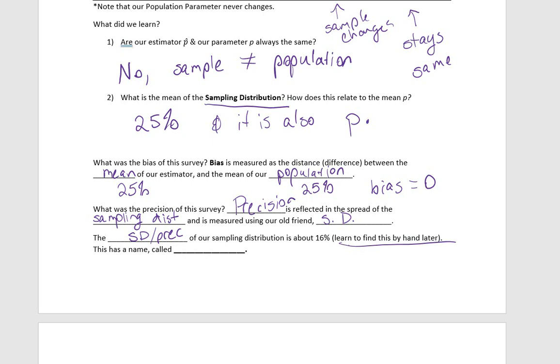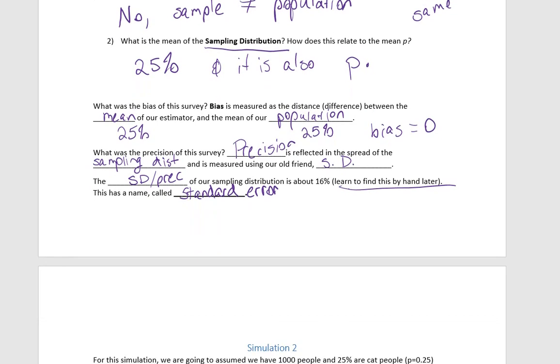Here's the special name. So remember, we're looking at how far off our samples are from our population, not how far off an individual is from a sample. So instead of calling it the standard deviation, we call it the standard, how far off we are from the population, standard error. Okay, so we're going to stop here. I'm going to go ahead and pop over to another video, and then we're going to continue on with simulation 2 and 3.